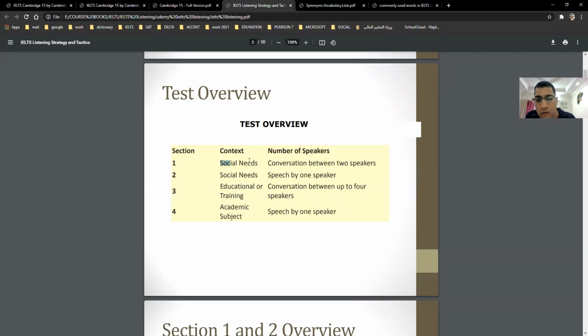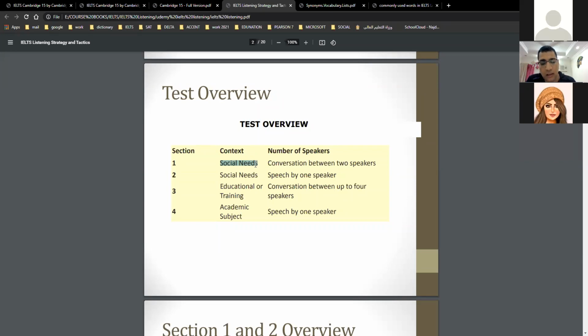Now, section 1. Section 1, guys, is about social needs. We will have examples soon about each one, but let's have a look at the overall view of the IELTS listening test. Number 1, social needs, task 1, and it is a conversation between two speakers. Number 2, again, social needs, but it is a speech by one speaker. So what's the difference between 1 and 2? Section 1, you have two speakers, and section 2, you have one speaker only. And both of them are about social needs.